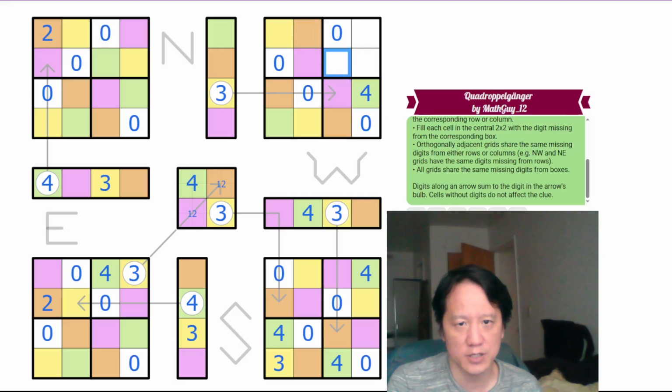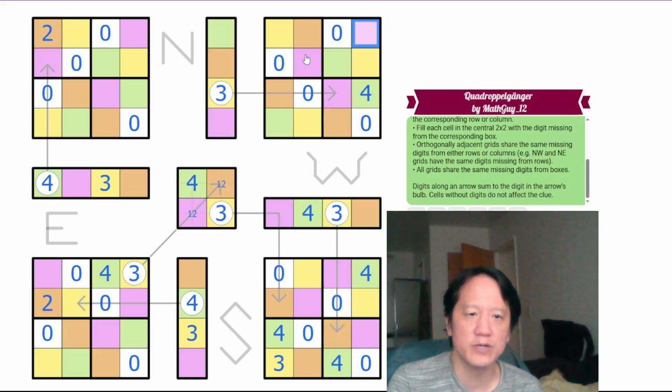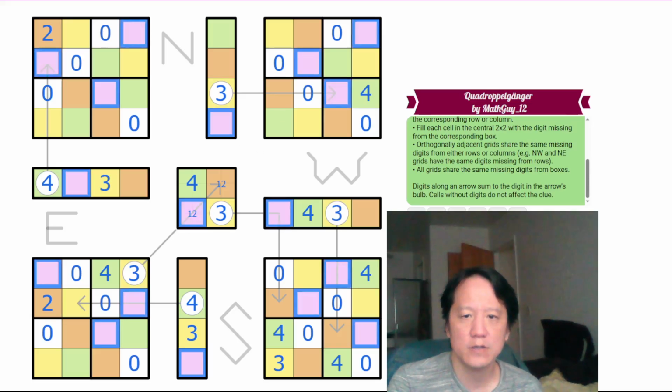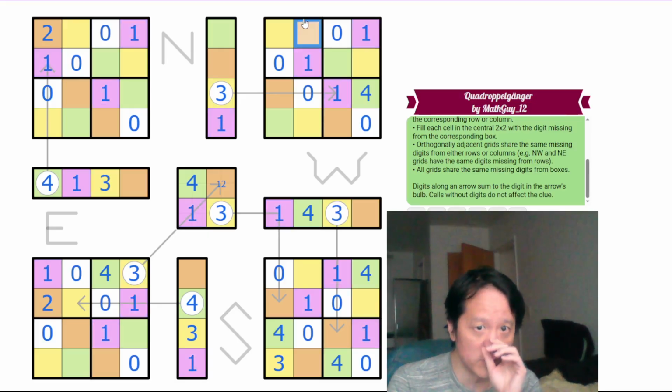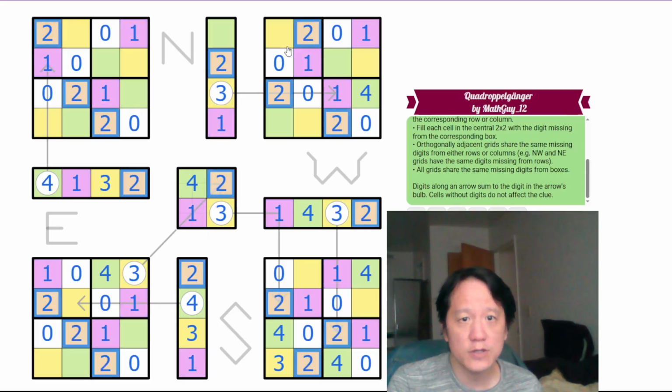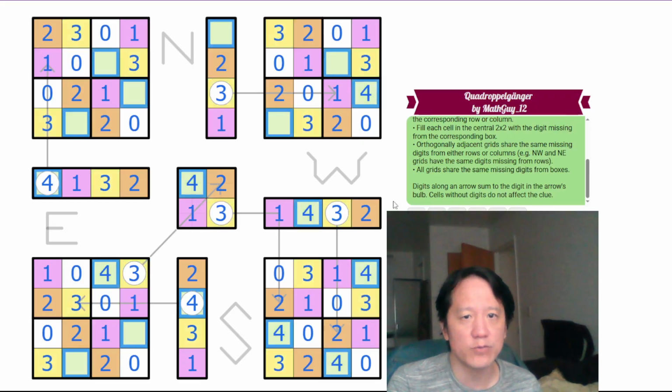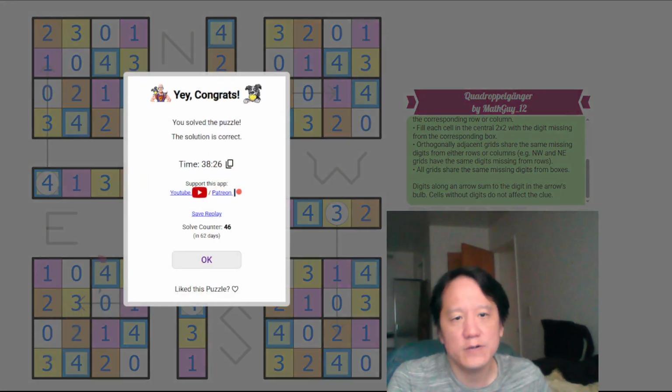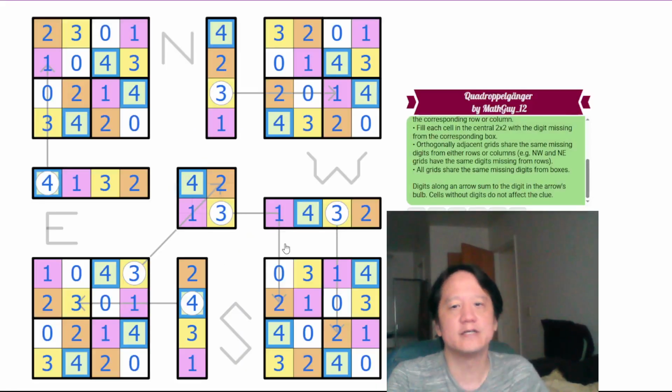Column 3, we're missing a green, so that's green. And then row 2, we're missing a yellow, so that's yellow. Row 1, we're missing a pink. And that's everything. So the pinks are 1. So we have 1 there. The oranges are 2. The yellows are 3. And the greens are 4. And that's how you solve it.